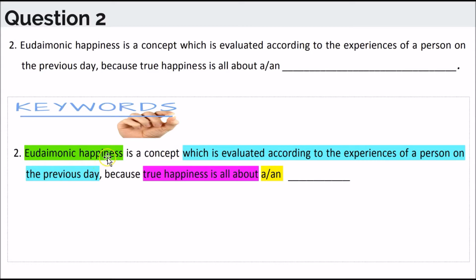So "eudaimonic happiness is important" is a keyword for us, so we're going to be looking for this word. And "which is evaluated according to the experiences of a person on the previous day" is another important piece of information that we need to identify in the text. And what comes after, "because true happiness is all about a something," is also what we need to find in the actual text. So we're looking for a concept known as eudaimonic happiness, and we need to find the paragraph where this eudaimonic happiness is first mentioned, right?